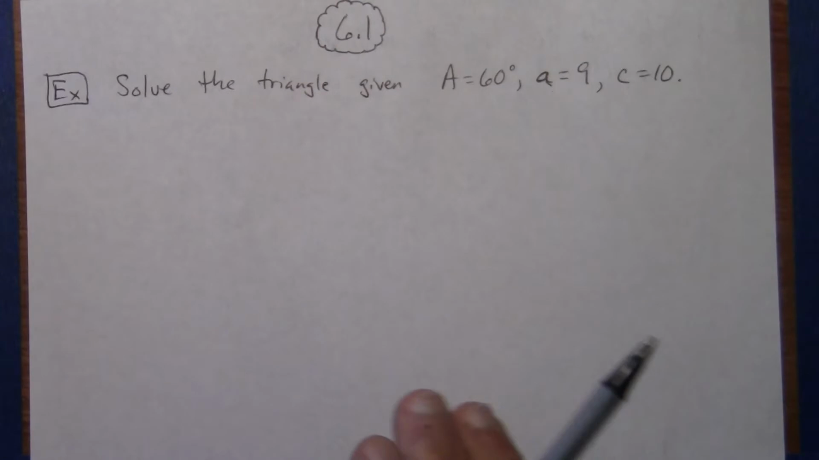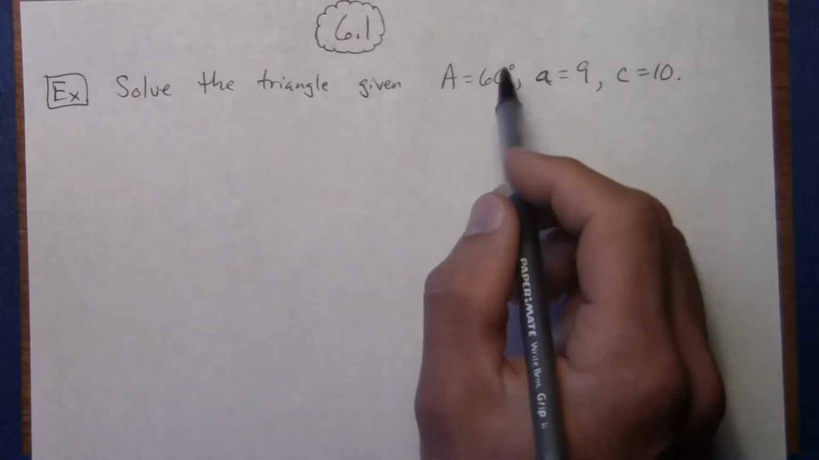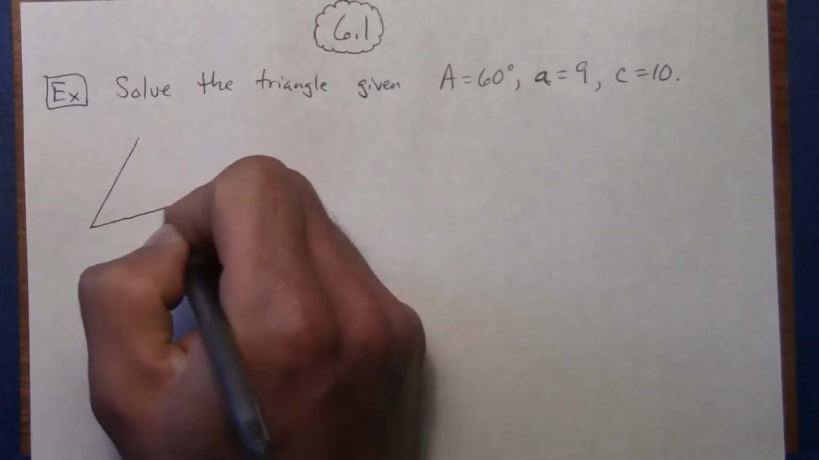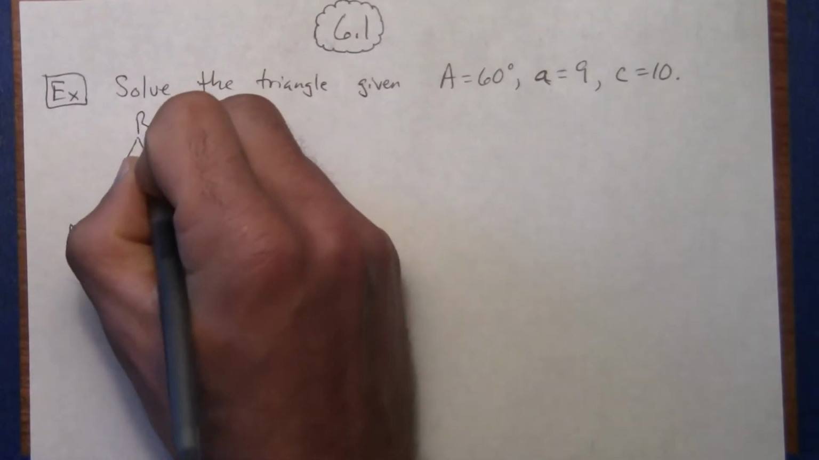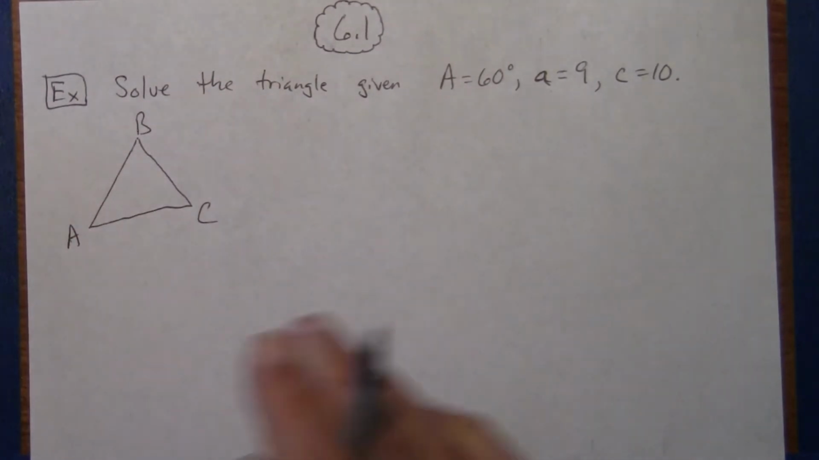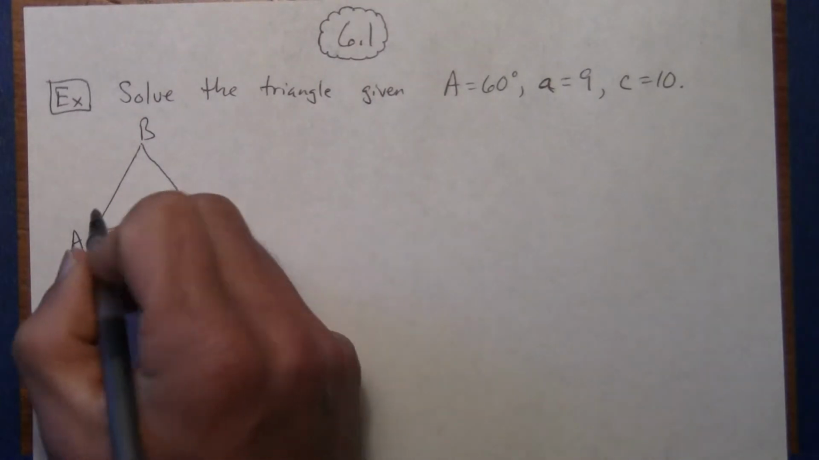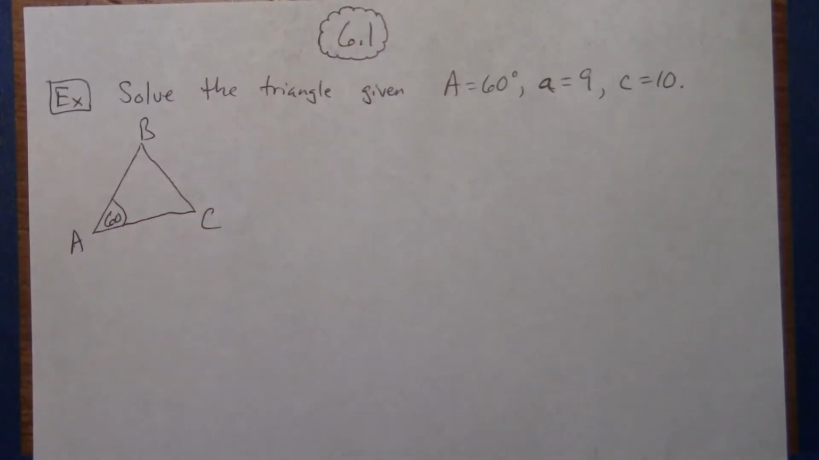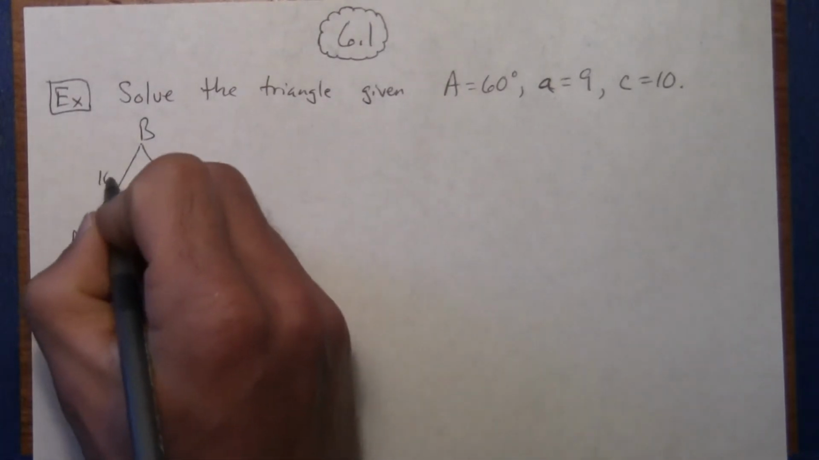Alright, so it tells us to solve the triangle. In other words, I want to know all 3 angles, all 3 sides. And of course, they give us 3 pieces of information. You do not have to draw a triangle, but you can if you want to. And like I told you in class, this is just something to look at. You'll notice that every time I draw the triangle, it looks like an equilateral triangle, even though it most likely isn't. Angle A is 60 degrees. It's just something for me to look at. Side A is 9, and side C is 10.